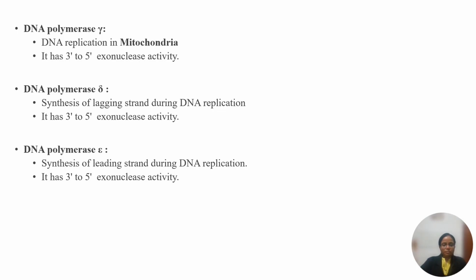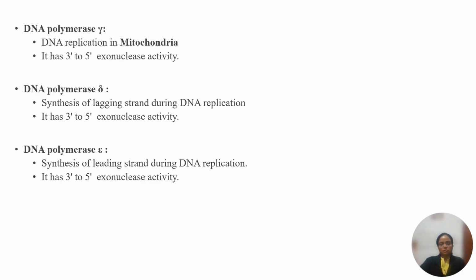Another important DNA polymerase type present in the eukaryotic cell is the DNA polymerase gamma. This is a type of DNA polymerase which is involved in replicating the mitochondrial DNA. So this is not in the nucleus. This is in the mitochondria, and it is replicating the mitochondrial DNA, and it has no 3' to 5' exonuclease activity. Another two types, delta and epsilon, these are the important types.